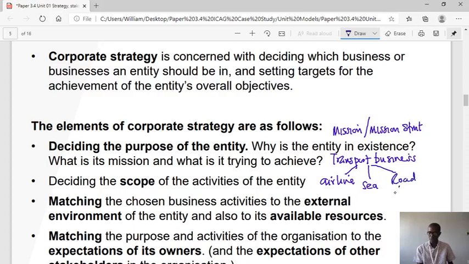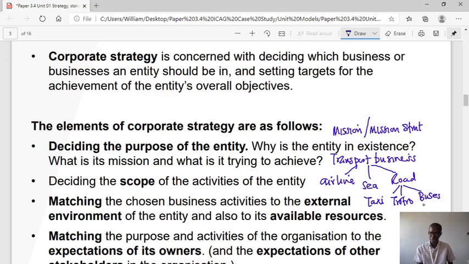But even when we go into road, we could go into things like taxis, or let's say all this Uber and Taxify and so on. We could go into trotro. We could also go into, let's say, buses. We could go into rentals and so on. There are so many different things or activities that we can explore under the transport business. So when you decide the purpose of the entity, you then need to decide the scope.